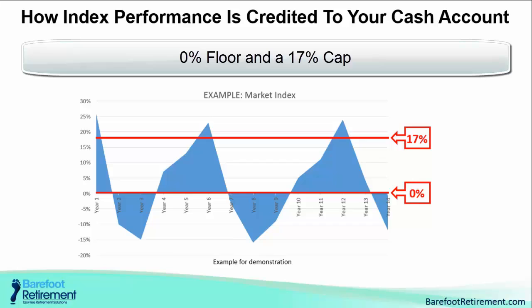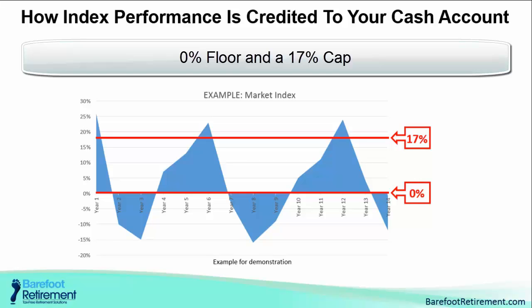So this is how the index is credited to your cash account. Like I say, we have the 0% floor and the 17% cap. So if the market in any given year, and this is the big key of the IUL program, let's say one year the market has a 10, 20, 30% drop, then you are protected with a 0% floor. So you just don't get any additions added to your cash value account that year. But most importantly, you have zero losses. And then when the market is up, you get that amount.